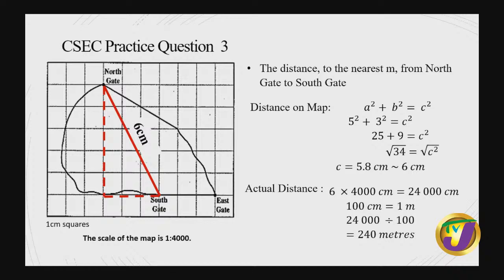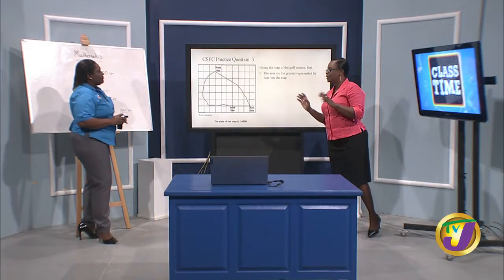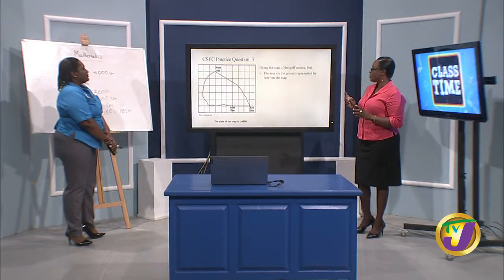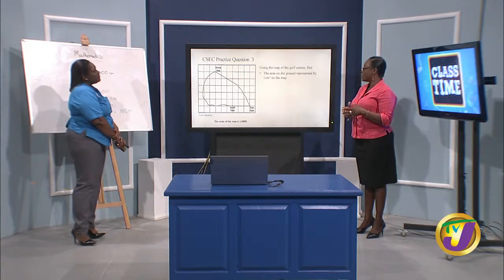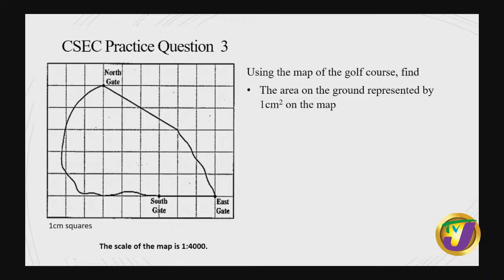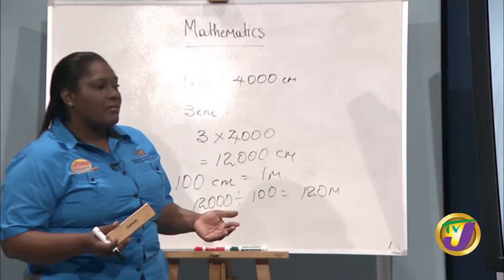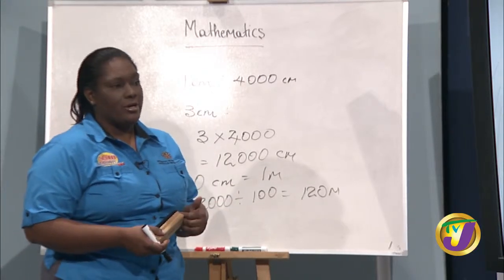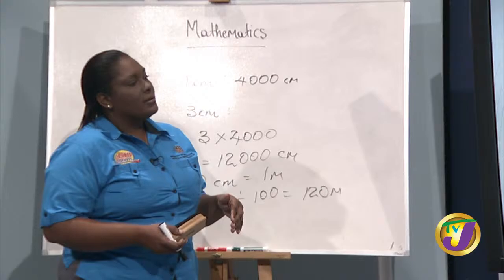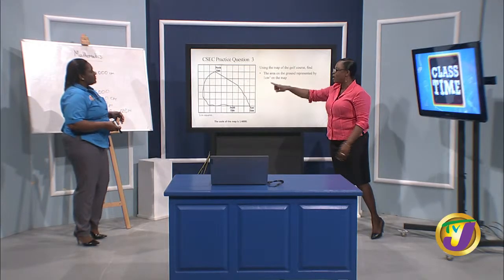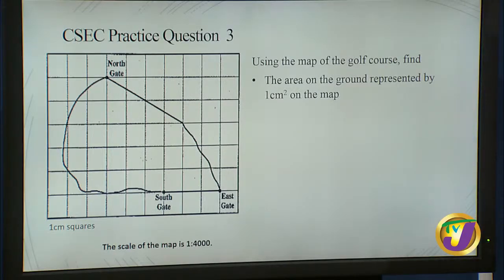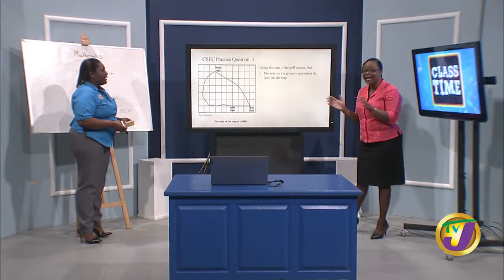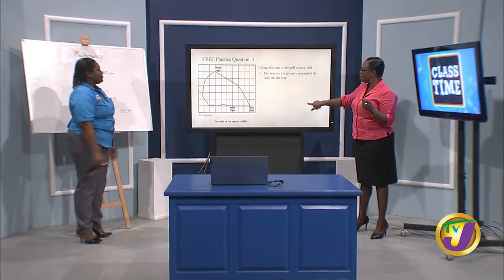Okay, we have a follow-up question from the one before. Now we are required to find the area on the ground represented by 1 square centimeter on the map. Denise, this is what we call an irregular figure, so there is no given formula that we can use to find the area of this figure. But we're not finding the area of all of it. We're finding the area of one of the square centimeters. So we just need to identify one of the squares. We have identified this one.